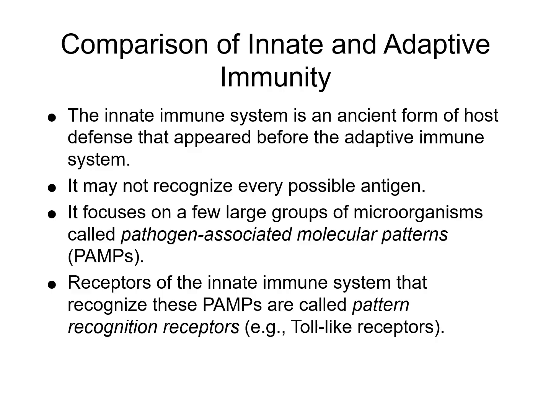Some characteristics: it has limited recognition, so it may not detect every possible antigen. And we're going to focus on groups of pathogens. So it targets pathogen-associated molecular patterns, or PAMPs, which are common molecular features shared by classes of microorganisms. We have pattern recognition receptors, or PRRs. These are receptors on innate immune cells that can detect those PAMPs.